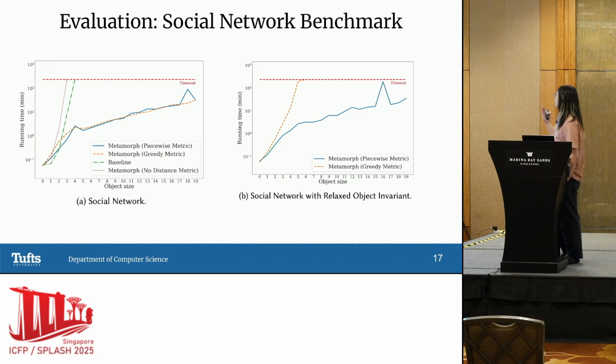And here, the greedy metric will consider unreachable states. And similar to Metamorph without any metric, it will just get lost in some unreachable states, or it will just get farther away from the initial state.